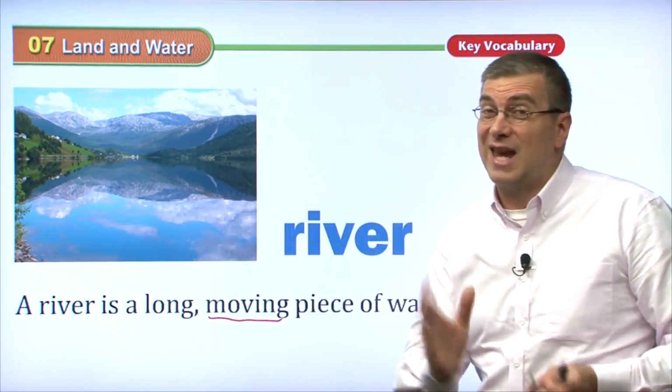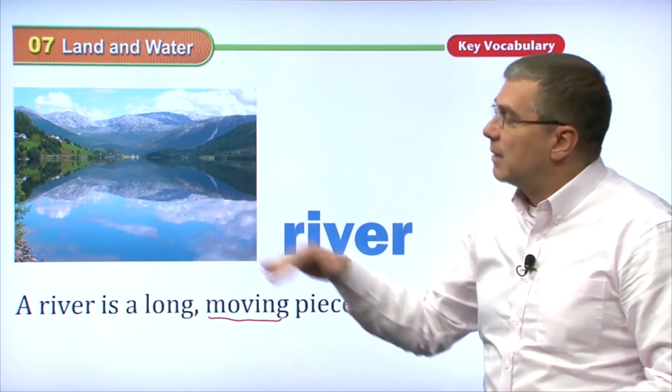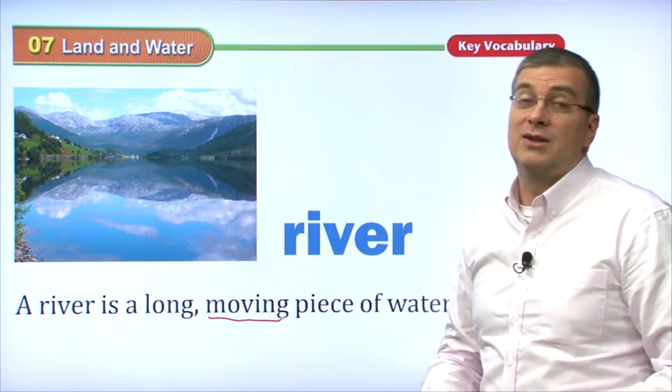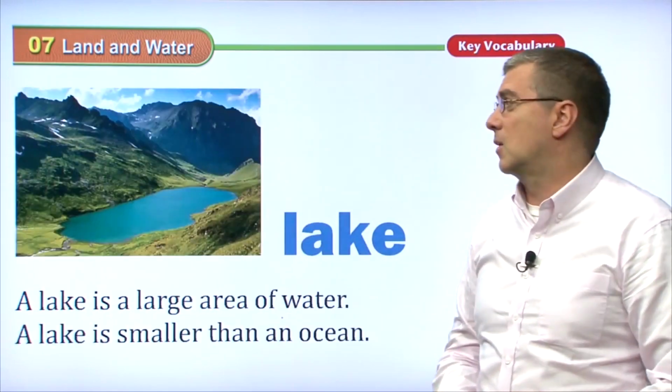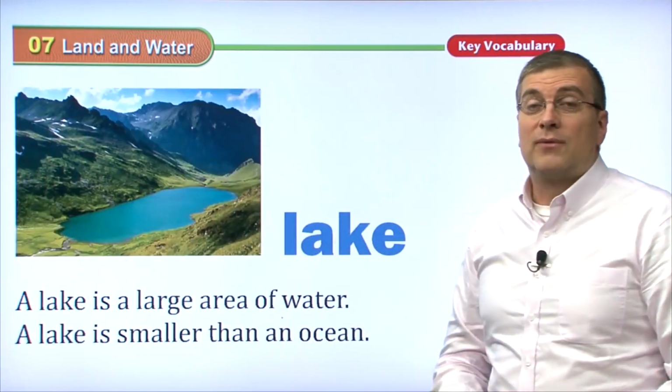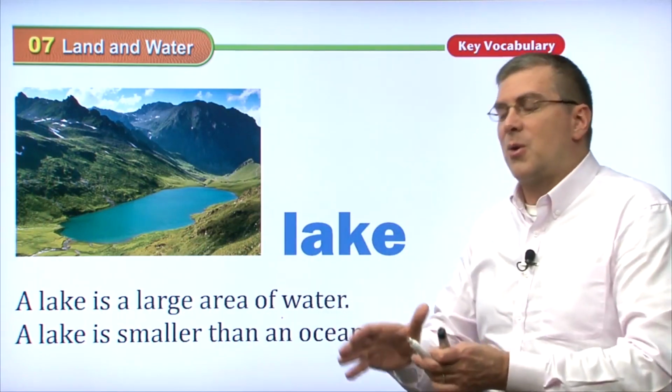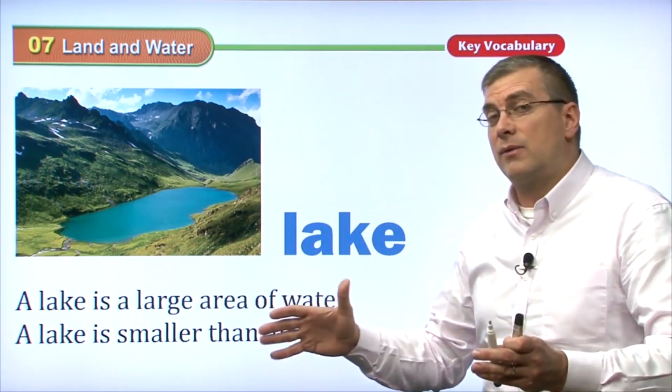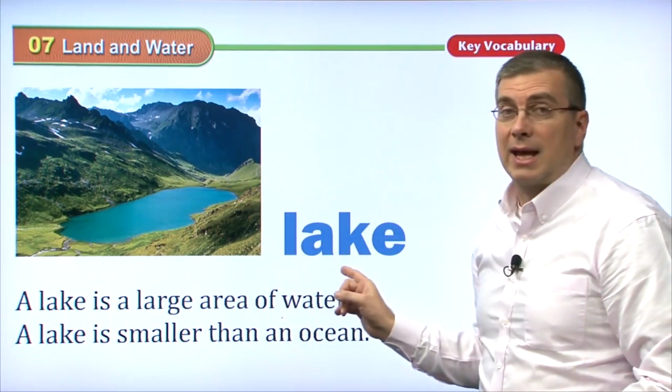Sometimes it's very fast and it's dangerous. You got to be careful. But sometimes it's slowly moving along. And it's very beautiful, very scenic. Okay. As I said before, if the water in a lake, the water in a river, especially a wide river, is not moving, then we call it a lake, right?